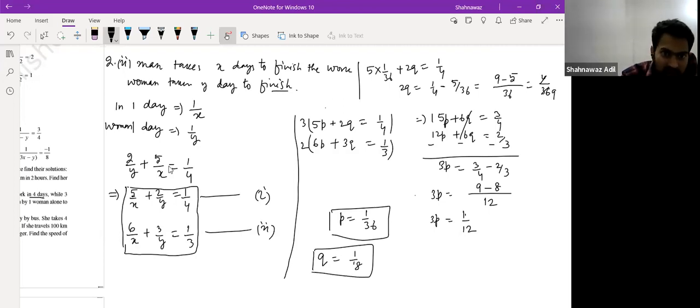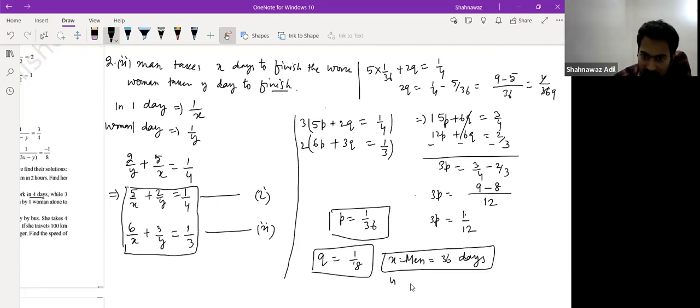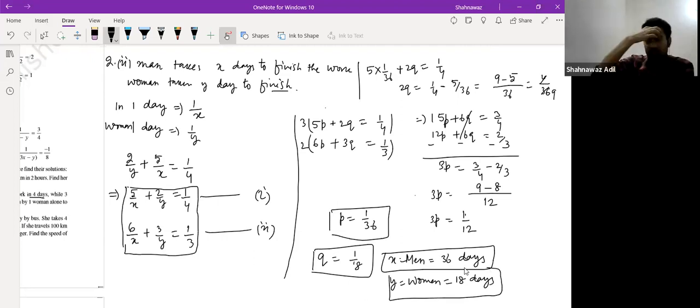So p was what? p was men. So men took 36 days, right? And women took 18 days. So women were faster, right? So this is the answer. Did you guys get the same answer? Q is 18. How? So 2q is 1 by 9, right? Oh yeah, so 1 by 18.